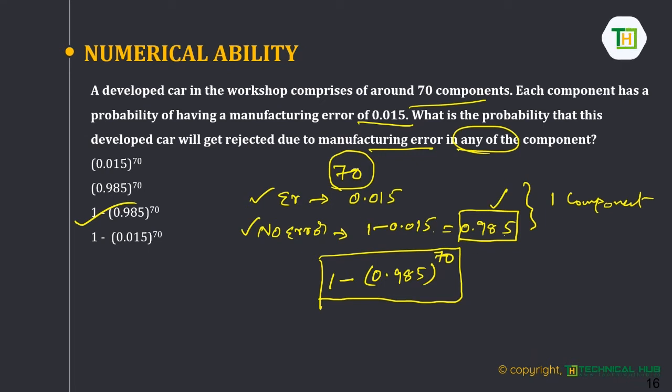So automatically for 70 components it will be 0.985 whole to the power of 70. But we are calculating the probability that the car will be rejected, which is nothing but 1 minus not rejected. 1 minus not rejected will give you the rejected probability. I will write here: rejected probability is equal to 1 minus not rejected probability.